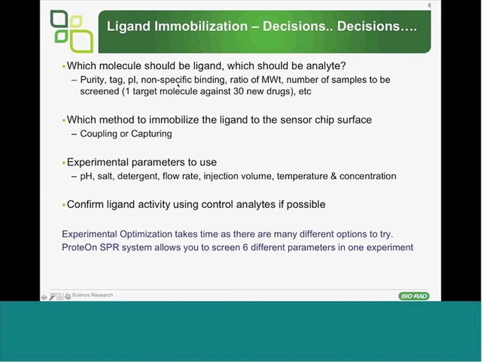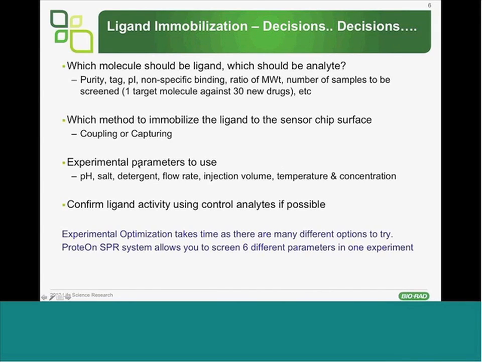So which molecule should be the ligand and which should be the analyte? And this really depends on purity, on the tags that you have, on the non-specific binding, and what we really want to sample. So for example, if I have one target and I want to evaluate 30 new drugs or molecules against it, then it would be a big advantage to have this one target, or 5 targets, let's say, on the surface, because on the same surface I can flow, using robotic automation, a very large number of analytes and analyze them. So I will take as the ligand the one with the lower number. But of course, it depends very much on where the capturing works better.